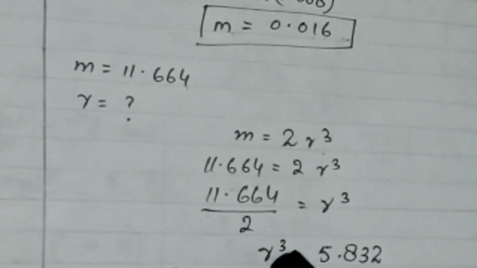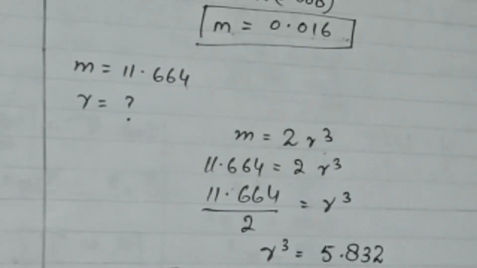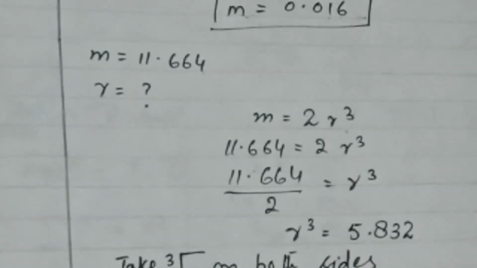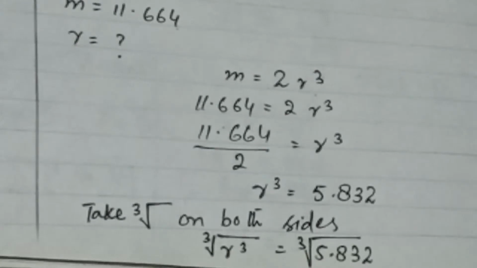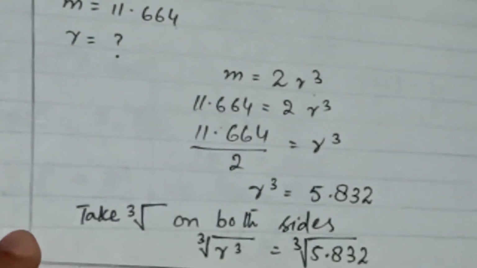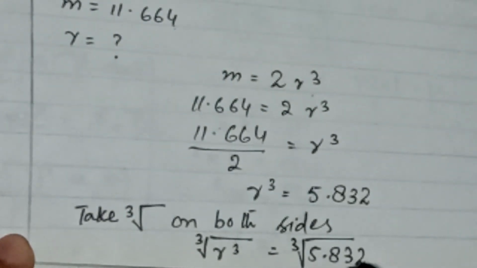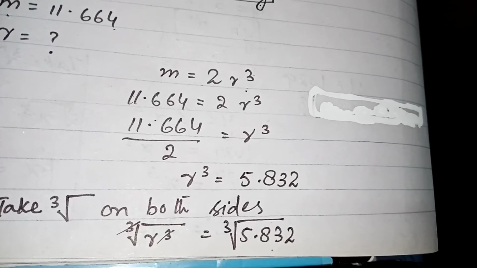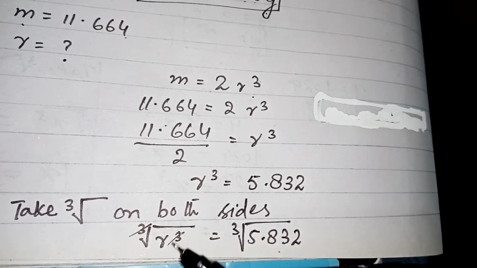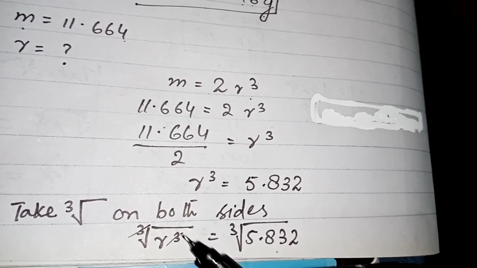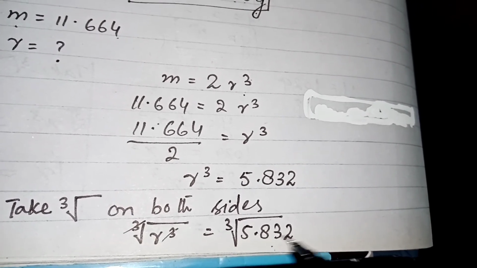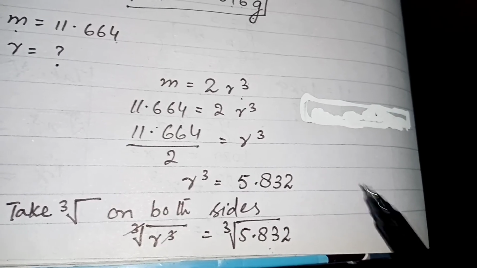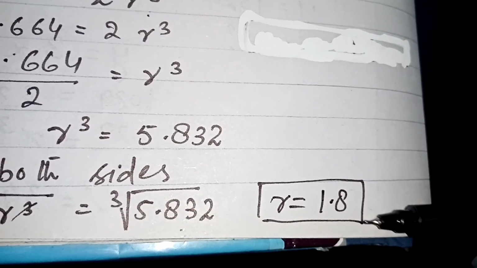For removing this cube on the r, we have to take cube root on both sides. So cube root of r cube here equals to cube root of 5.832. This cube root and this cube will cancel each other, and we have to find the value of cube root of 5.832 by using calculator. We get r equals to 1.8.